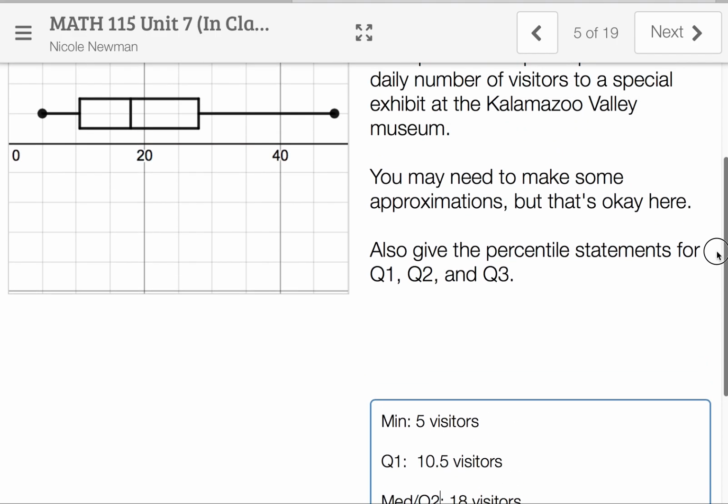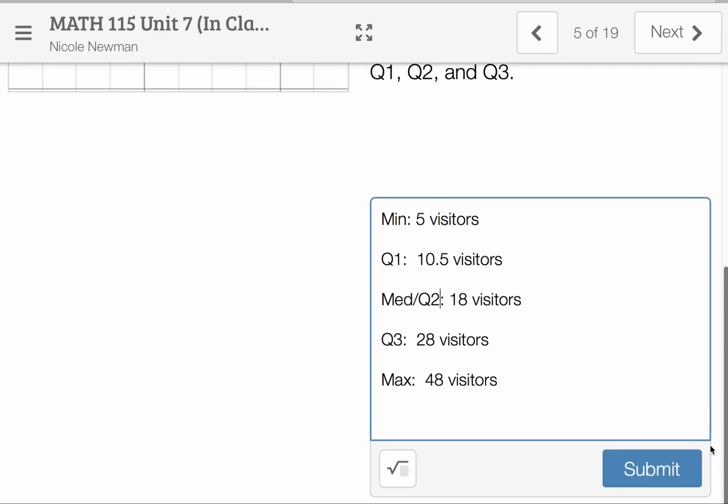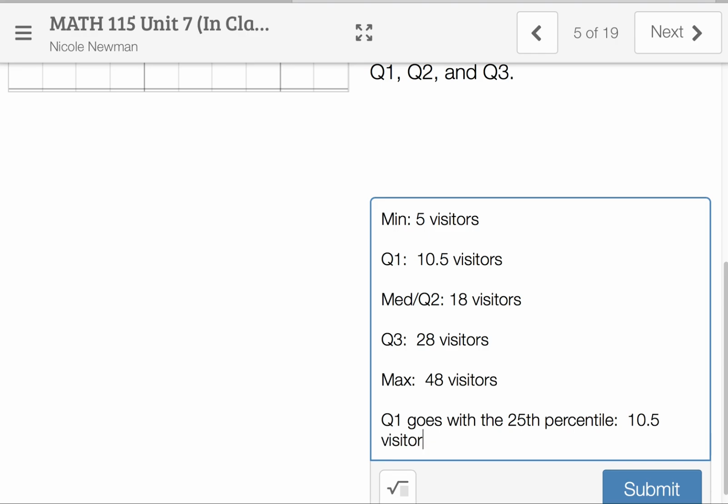I wanted to go reread the problem statement for just a second. Daily number of visitors. Okay. Let's see. For percentile statements, Q1 goes with the 25th percentile. So what this tells us is that, let me put this in here as well. 10.5 visitors is at the 25th percentile. And this is visitors on a given day.